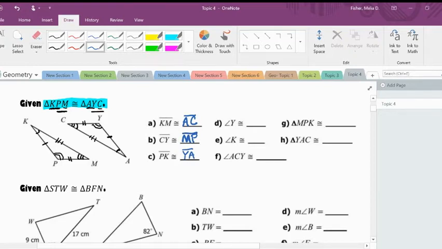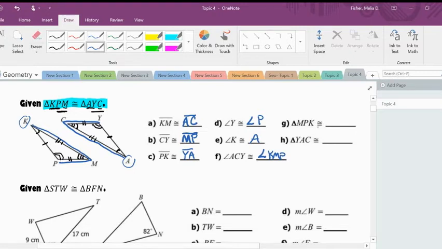Angle Y goes to angle P. Angle K goes to angle A. Angle ACY is this angle ACY. So that's this angle over here, and that will be the same thing as angle KMP. That's this angle going there.